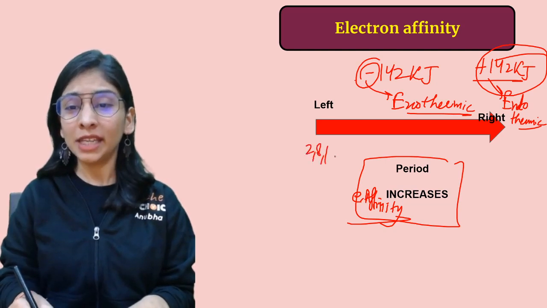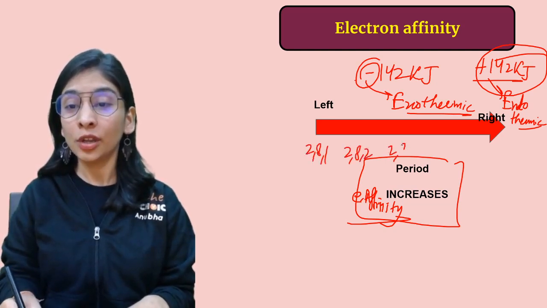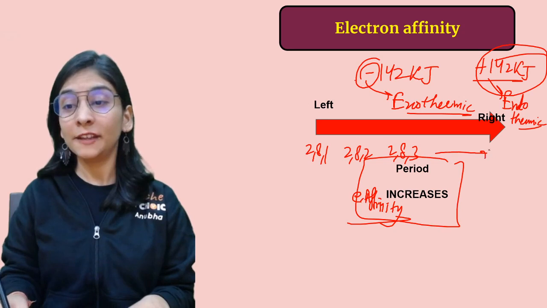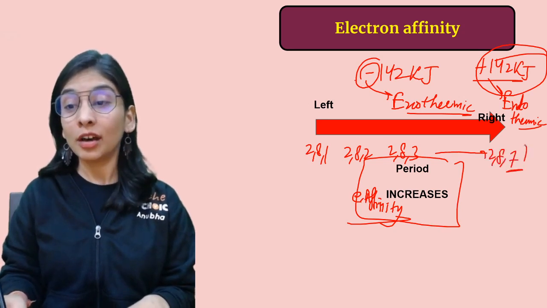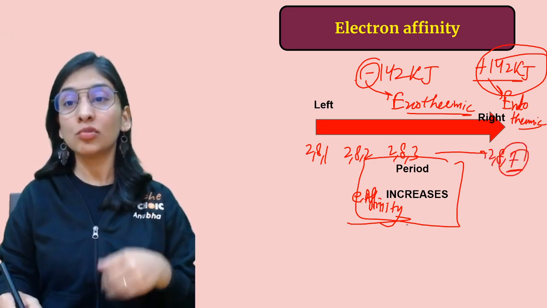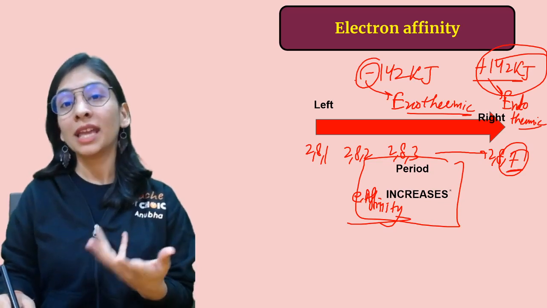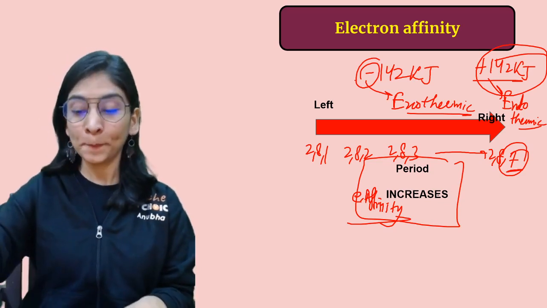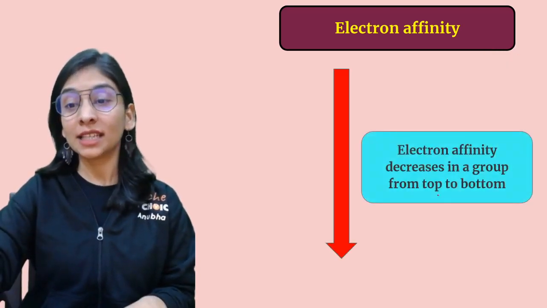Let me even take a particular period for you: 2-8-1, 2-8-2, 2-8-3, finally 2-8-7. More and more tendency to gain electron, more and more electron affinity, more and more release of energy. And same like ionization energy, as I told.